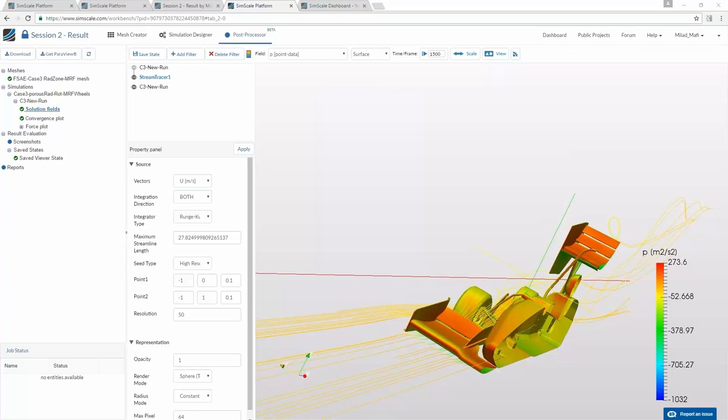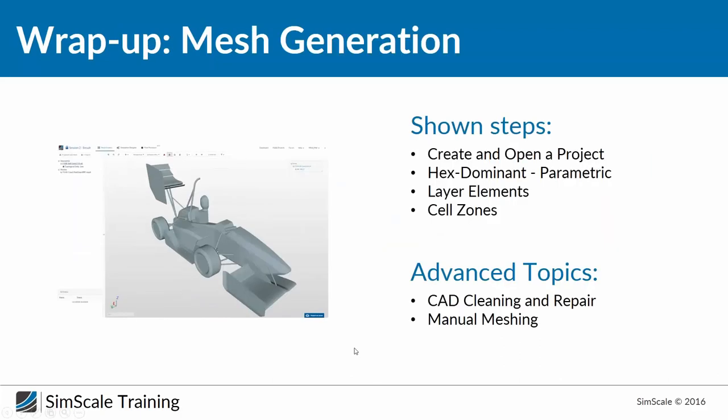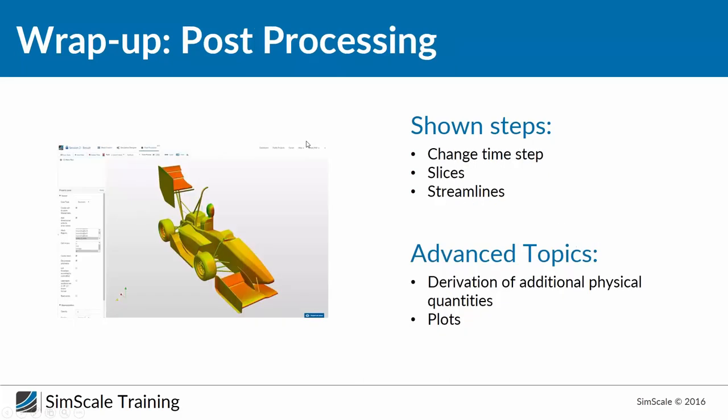Great, then I would say let's just do a quick wrap-up. I showed you how to create a mesh, and especially how to create cell zones, which is very, very important. Next thing we talked about was set up the simulation. Was basically the same procedure like last time, but we had additional boundary conditions for the rotating wheels and additional settings we had to make for the cell zones, for MRF zone and the radiator. And final step is visualization.